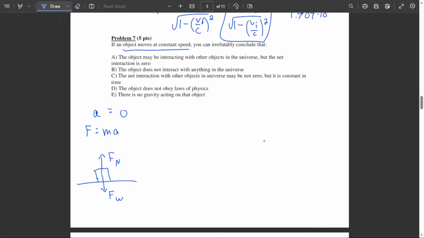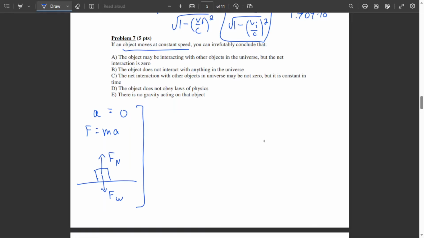So, if we look at our multiple choice answers, we have A, the object may be interacting with other objects in the universe, but the net interaction is 0. It sounds a little bit like what we just outlined. When they're saying interaction, they mean force. It could have forces being applied to it, or it could be applying forces to other objects. But the net interaction, the net force, is 0, which is very similar to what we just outlined, so A tentatively seems like the right answer.